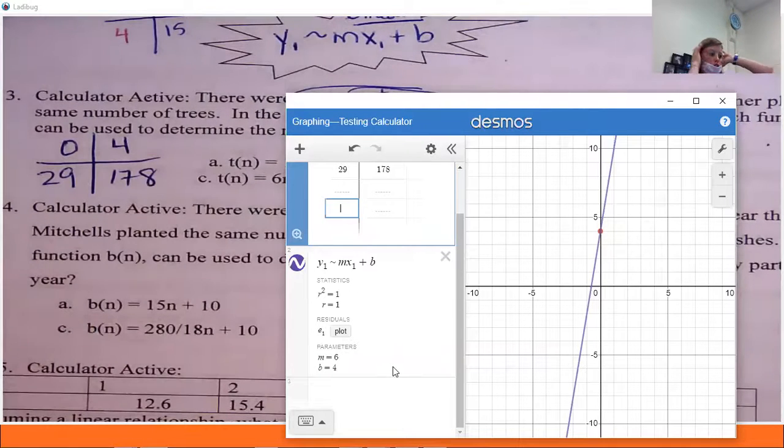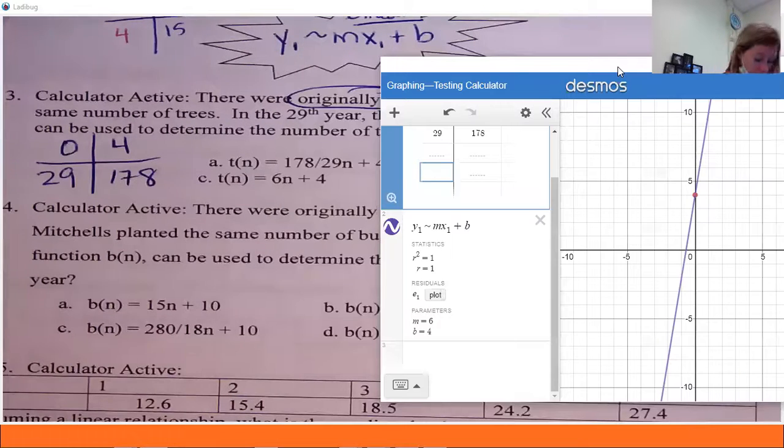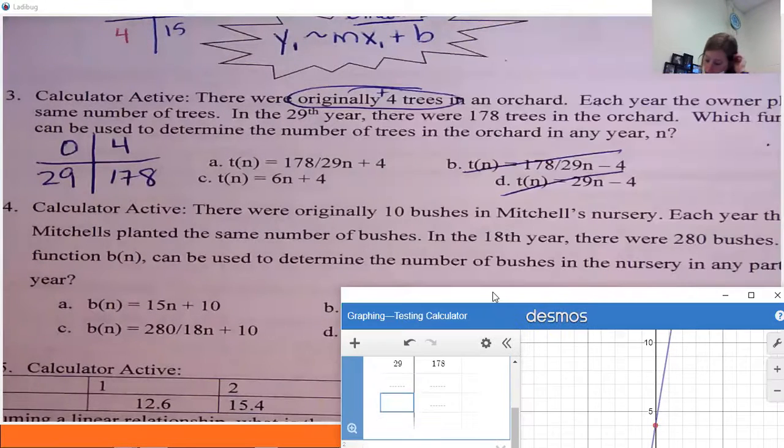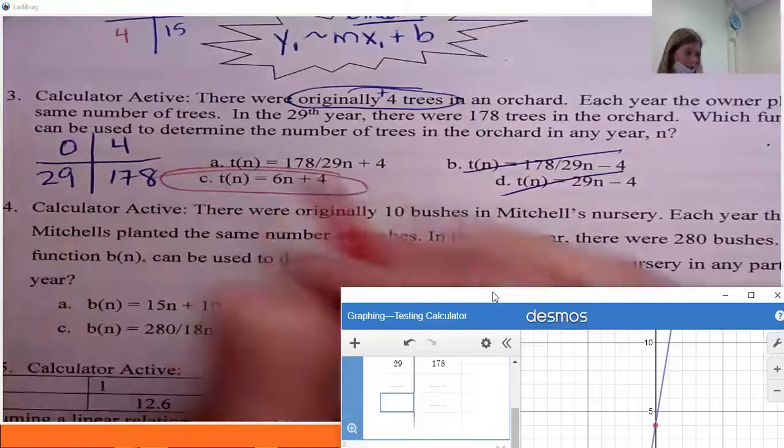Paula, what does it give you for your slope and your y-intercept? Say it again. Okay, you can look up online. Good. 6 is your slope, 4 is your y-intercept. So what answer is that going to be? A, B, or C? C. That's going to be C.